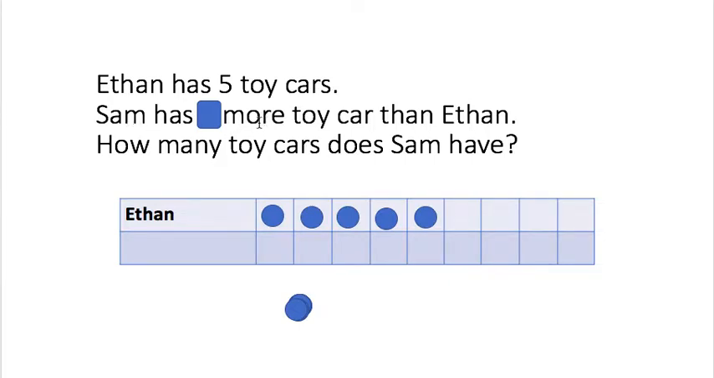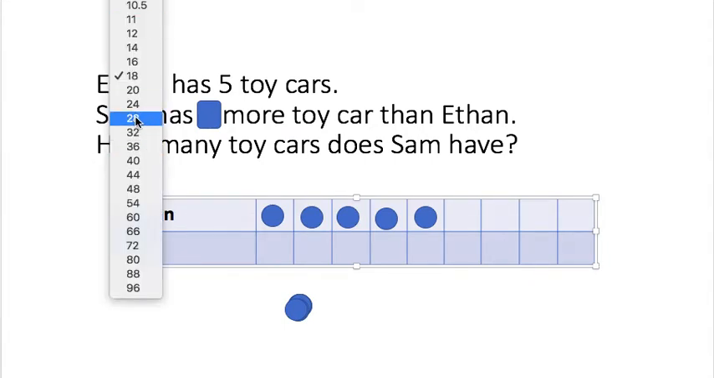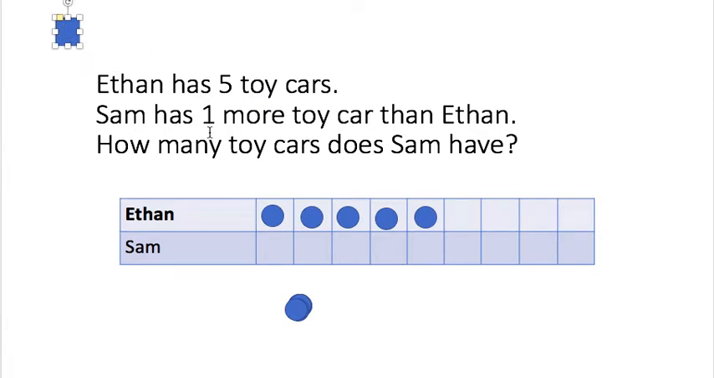Sam has more toy cars than Ethan. Okay, so let's write Sam's name here. We'll make it a bit bigger. And Sam has more toy cars than Ethan. So let's see how many more Sam has. He has 1 more. So let's give Sam the same amount as Ethan. And then we're going to give him 1 more.